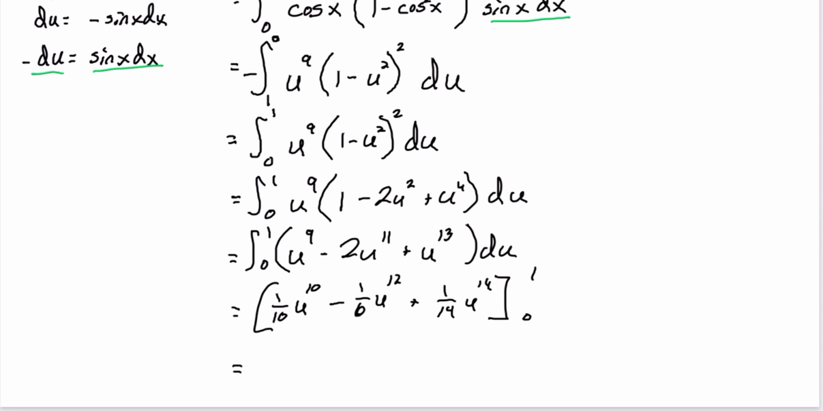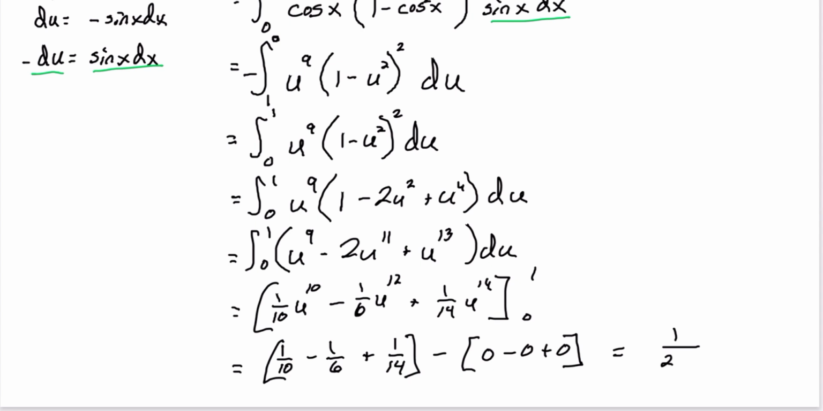Plugging in 1, we'll get 1/10 minus 1/6 plus 1/14. And then we have to subtract. Plug in 0, we'll just get a bunch of zeros. Really no need to show that. And finally, simplifying this, we get 1 divided by 2/10.